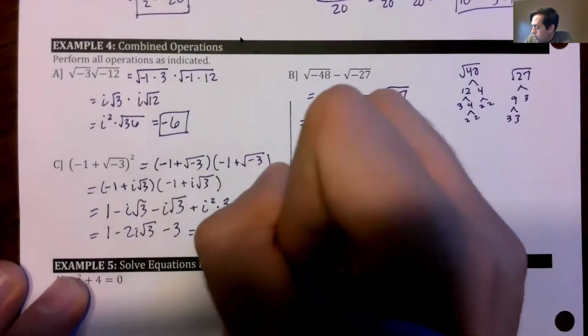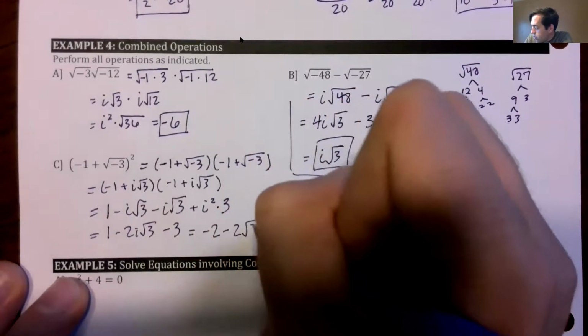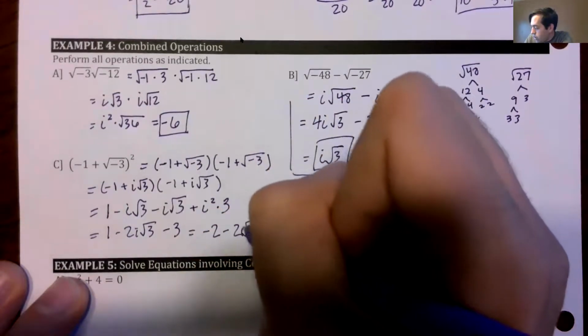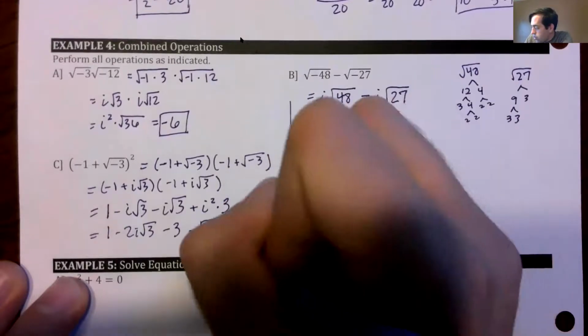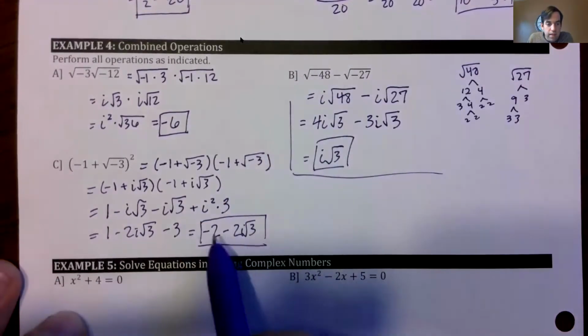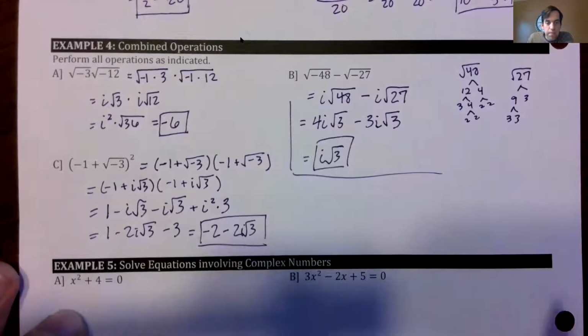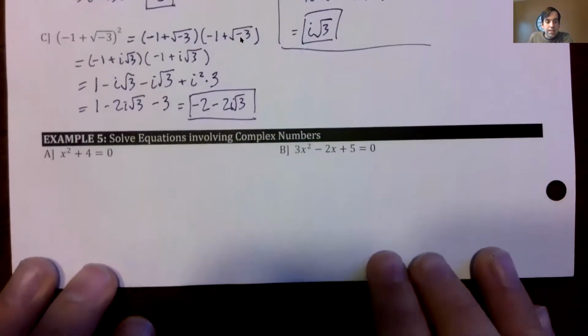And we end up with -2 minus 2 root 3 i, which I'm going to write the i first. -2 minus 2i root 3. There you go. Last question.